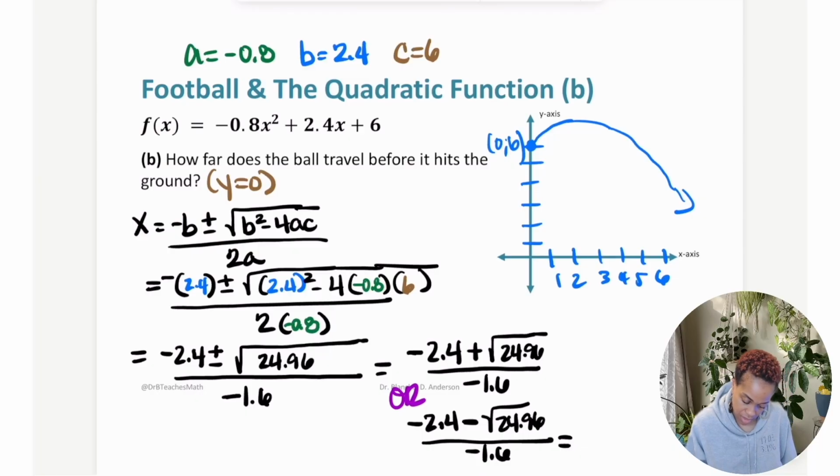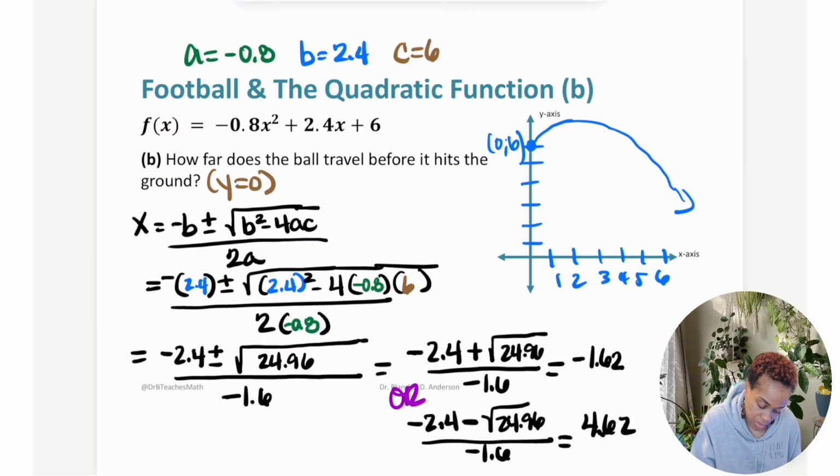Okay, so let's see what values we get. Negative 2.4 plus the square root of 24.96, divided by negative 1.6, gives negative 1.62. Then negative 2.4 minus the square root of 24.96, divided by negative 1.6, gives you 4.62. Now, you're like, well, how do I know which one to pick?